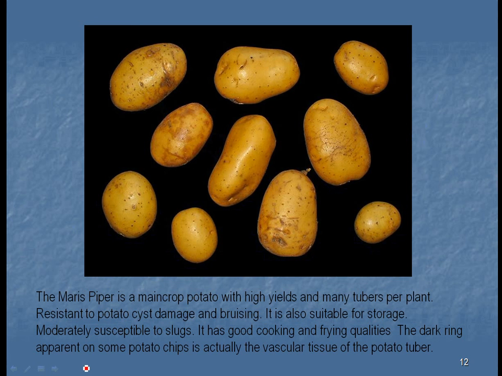Again, too, this is one that has good cooking and frying capabilities, and we make a lot of potato chips from this. And if you've ever looked at your potato chip, you know there's a ring around it. That's actually the vascular tissue. If you remember from Unit 2, the xylem and phloem are that little black line that you see there.